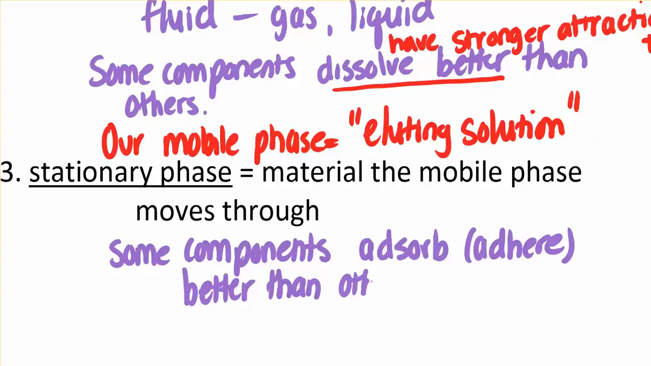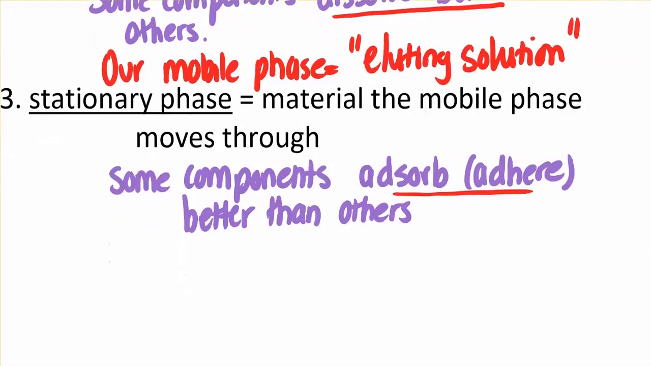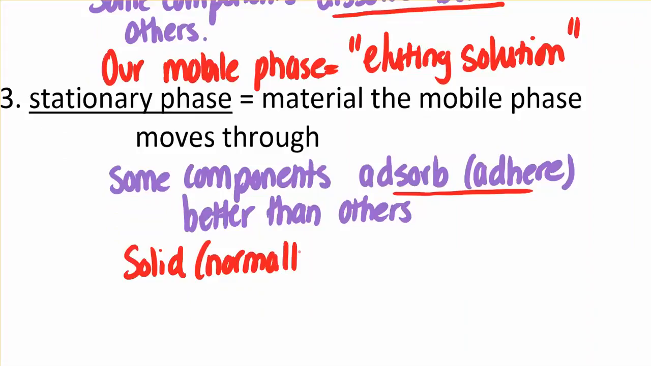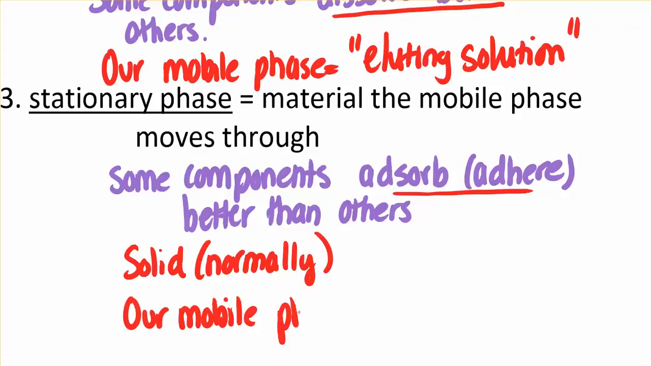Again, this is about attractions. When we're talking about how well the components of our mixture that we're testing stick to or adhere to the stationary phase. It's generally a solid. Sometimes it's a liquid attached to a solid, but we're not going to get into that. Our stationary phase is paper.